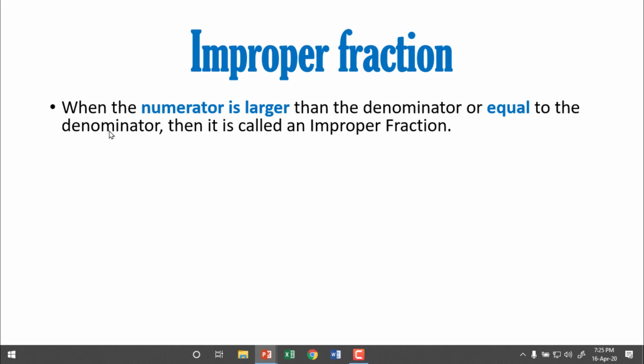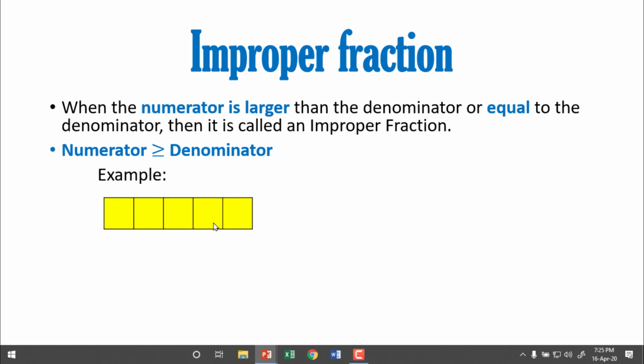Improper fraction. When the numerator is larger than the denominator or equal to the denominator, then it is called an improper fraction. Numerator is greater than denominator or numerator may be equal to the denominator. That one is called improper fraction. Let's have an example.